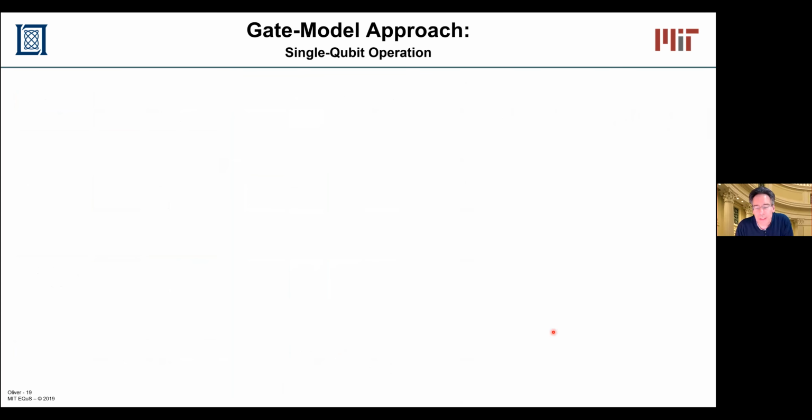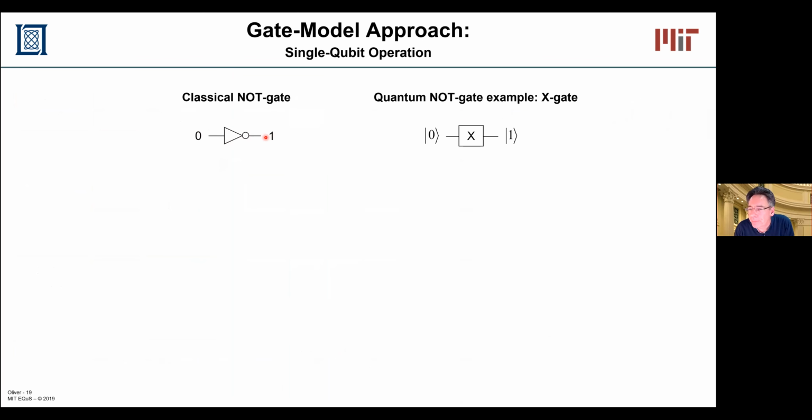So let's take a look at some of these gates in a little more detail. And the one that we're going to look at first is an analog of the classical NOT gate, which takes an input and inverts it. So 0 goes to 1 or 1 goes to 0. And the quantum analog to that is the X gate, which will take a quantum state 0 and take it to quantum state 1 or vice versa.